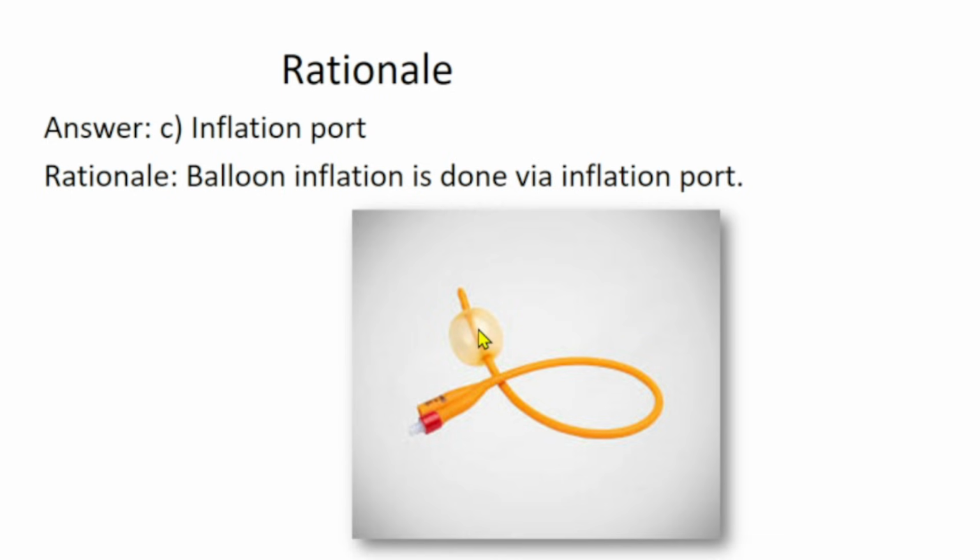So here this is the proximal tip that is entering into the bladder, and this is a balloon that will hold the Foley's catheter inside the bladder. These are the distal tips. This red color tip is used for inflation of the balloon, and another tip is used to drain the urine.